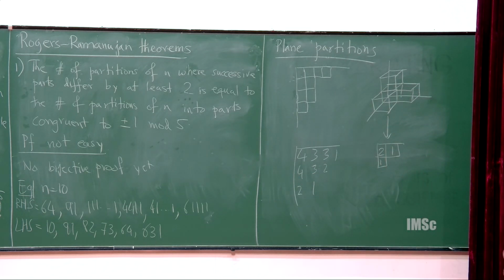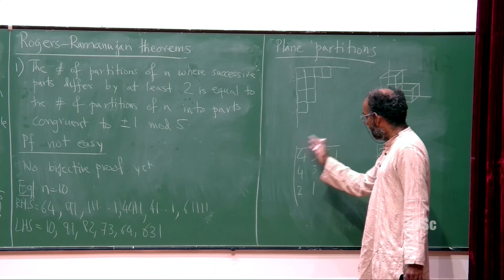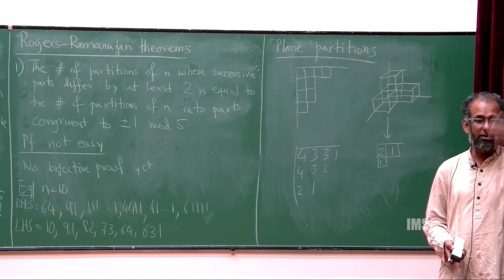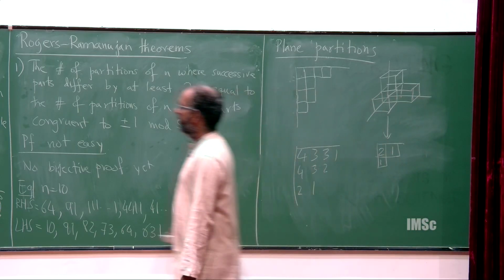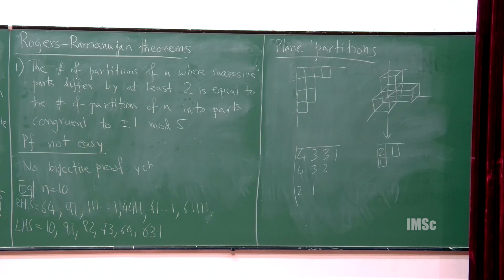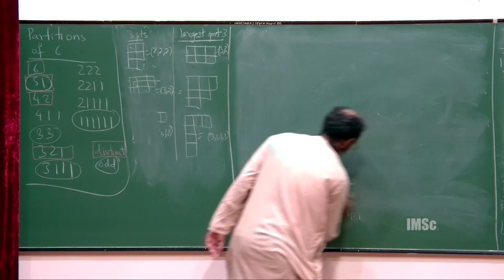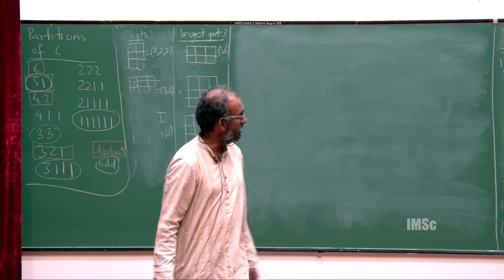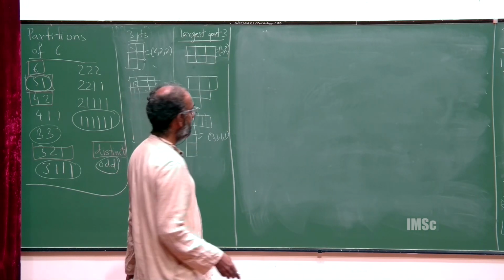So a plane partition of n will be the number of such arrangements which sum to n. Okay, so that's a 3-dimensional analog of a partition, right. So one of the nicest results about plane partitions is the number of plane partitions.